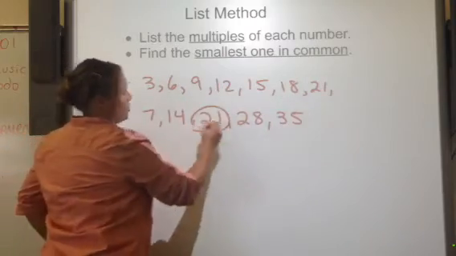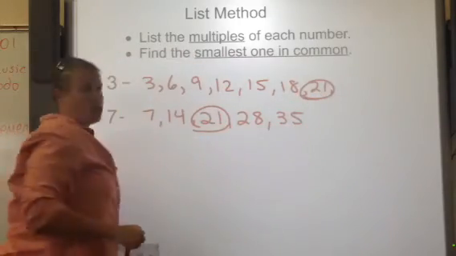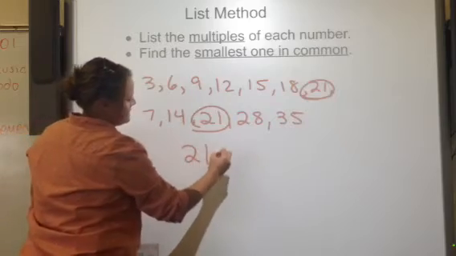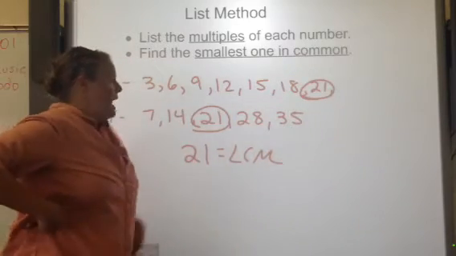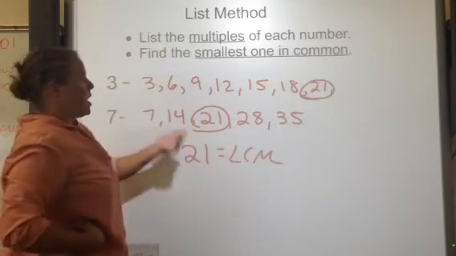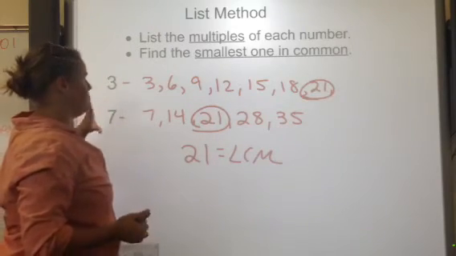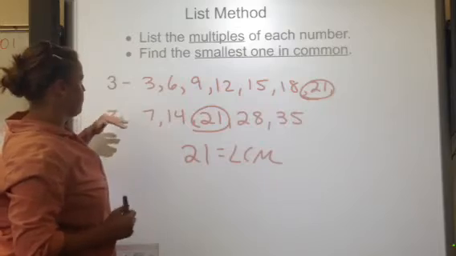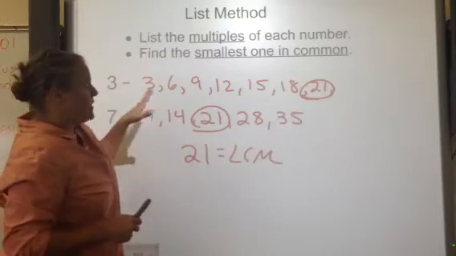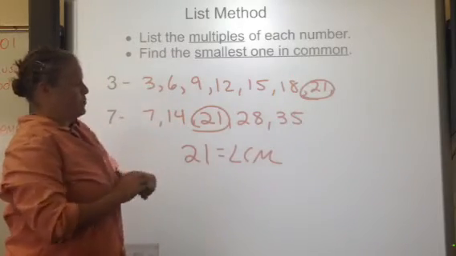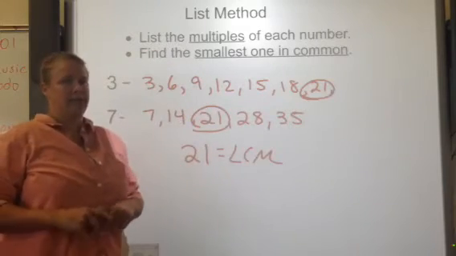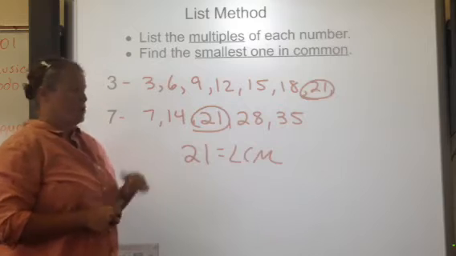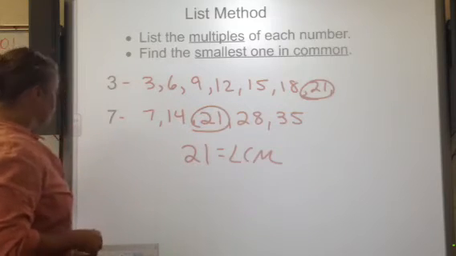They do have the 21. So 21 is the LCM for 3 and 7. As you can see, the list method could be problematic if you have numbers that don't cooperate with you, if they don't have a small common multiple. So this is, I would say, a backup for you. I'd probably recommend the factor tree, which we're going to get into right now.